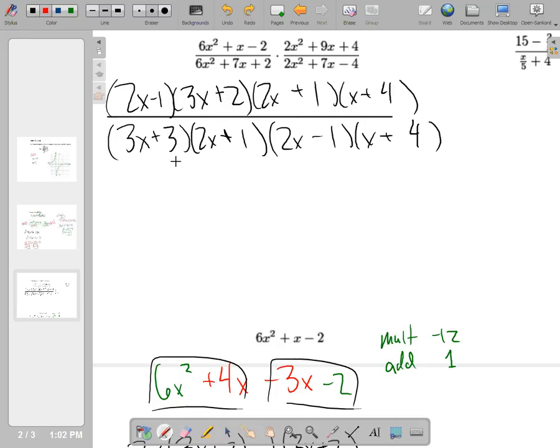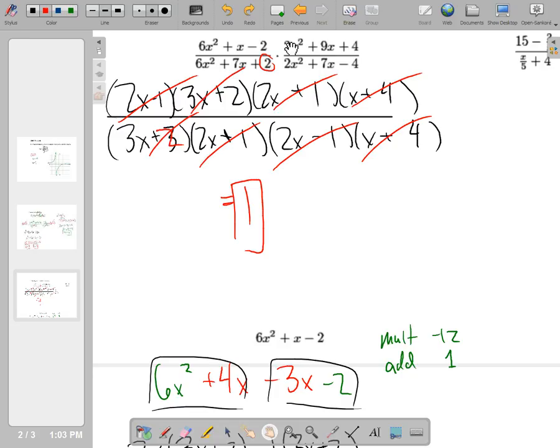Now let's see if anything cancels. 2x minus 1 cancels, 2x plus 1 cancels, 3x plus 2, no, that doesn't cancel. X plus 4 cancels though. This should be a 2, I think. 3x squared, yeah, that should be a 2. 6x squared plus 3x plus 4x, there we go. This needs to multiply by 2. So that is a 2. That means that does cancel, which means everything cancels. This whole thing cancels out to 1, which is kind of silly, but sometimes it works out that way. Just make sure that you take your time and you split the middle correctly for each one of those.